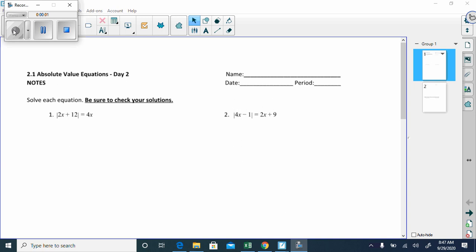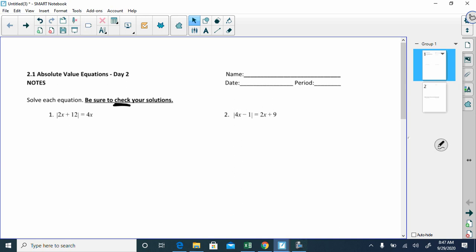So we are still doing what we were doing yesterday. Remember, our first step is to isolate the absolute value. Second step is to set up two separate equations and get our solutions. And it reminds us, be sure to check your solutions. We've got to go back and plug them in.